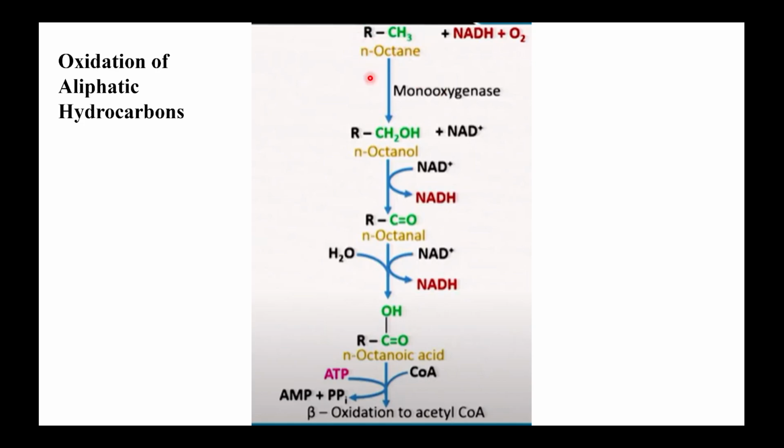So aliphatic hydrocarbon like octane or any alkane will first be converted into alcohol by monooxygenases, and then that alcohol will be further oxidized into aldehyde and then carboxylic acid. The carboxylic acid of an alkane, I have already told you what it is. It is a fatty acid, and then that fatty acid can undergo beta oxidation. Okay, so the enzymes involved in the oxidation of aliphatic hydrocarbons are the monooxygenases.